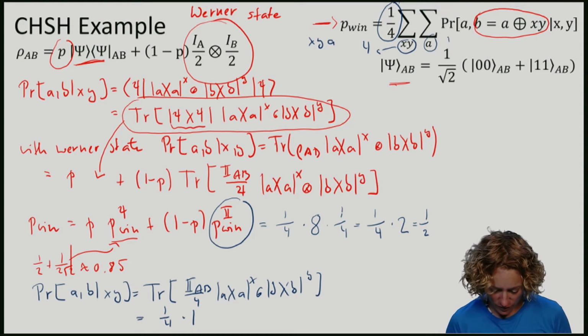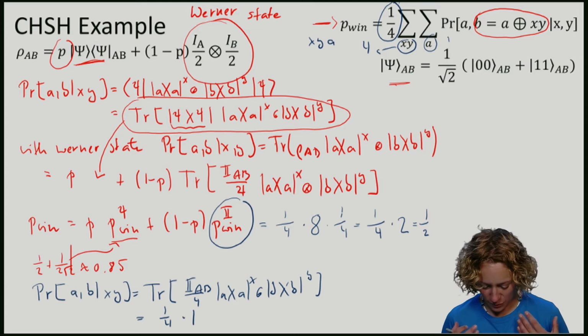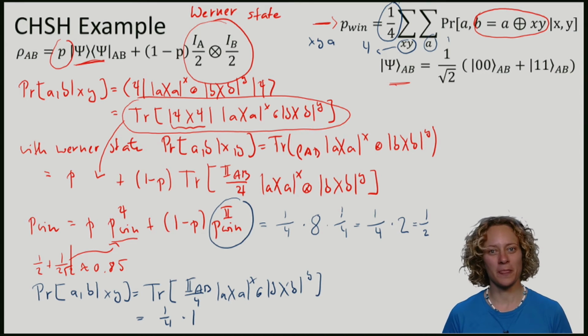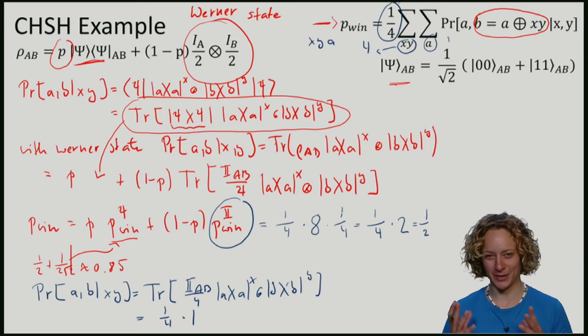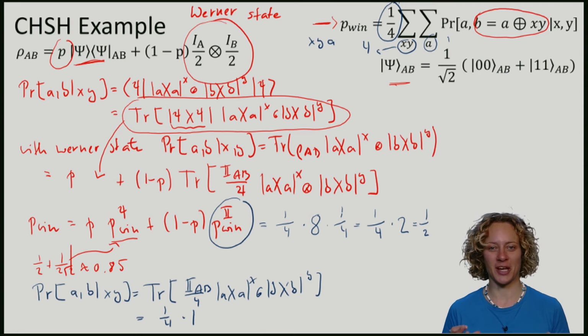So this gives us an overall winning probability of P times our original winning probability, and 1 minus P times a half. So you should go out and figure out for which values of P this is still larger than 3/4. This is an example of playing the CHSH game with a state that is not the maximally entangled state.